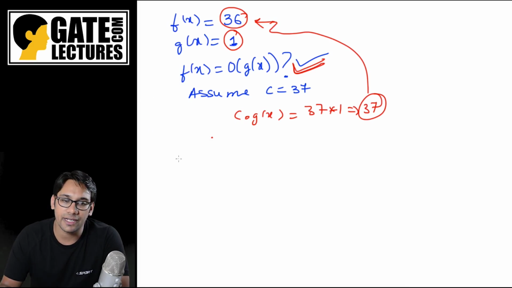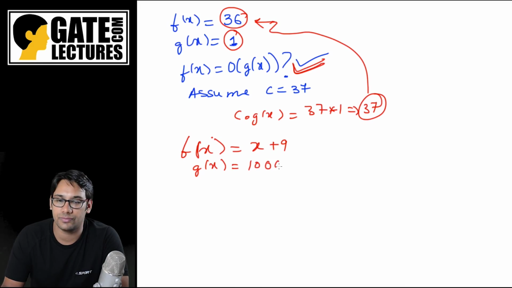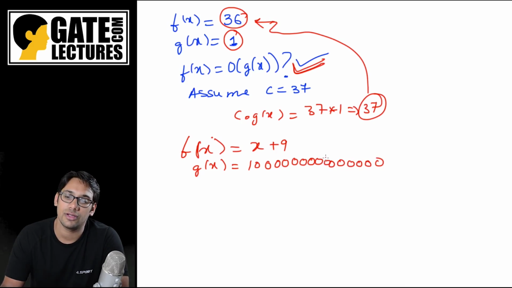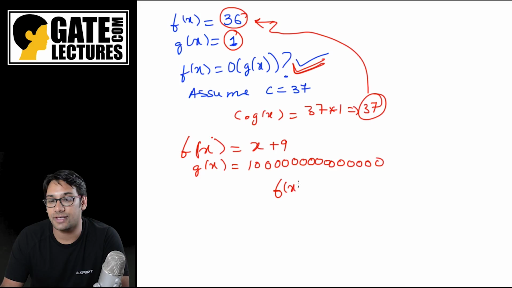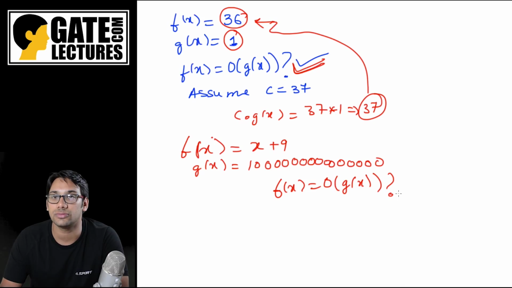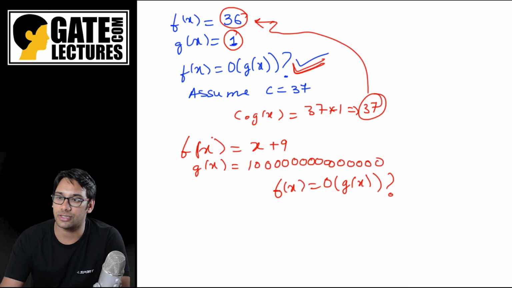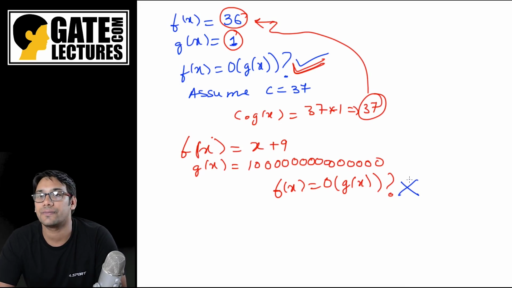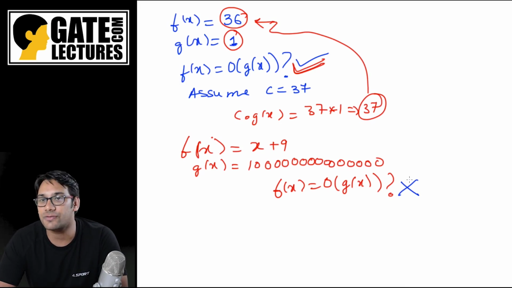Right? Now if I take, for example, fx as x plus 9 and gx as 1 billion. Let me take some very big value. So this is the value of gx. Now can I say that fx is order of gx? Here, can I say this? Now if you see this, we cannot say that fx is order of gx. Why? Because if you take a very large value of x, then fx will become greater than gx, because I already told you that x is tending to infinity.